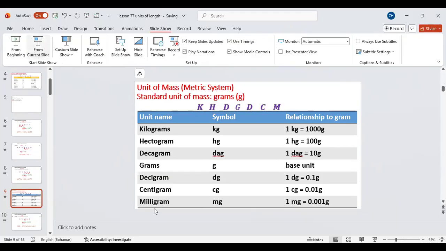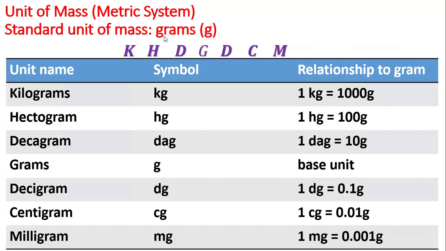All right, Grammy. So what we're going to do is take a picture of this and send it to me via WhatsApp. Again, take a picture of your work and send it to me via WhatsApp. If I have 1 kilogram, how many grams is that? 1,000 grams. Very good. If I have 1 centigram, how many grams is that? 0.01 grams. Very good. So go ahead and take a picture of your work and send it to me via WhatsApp.